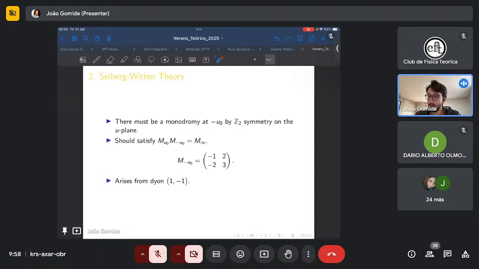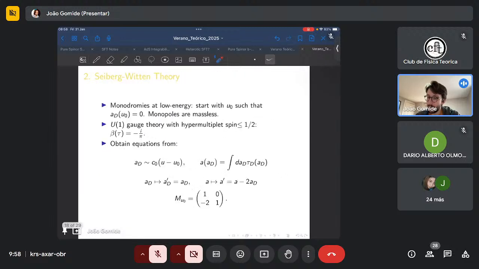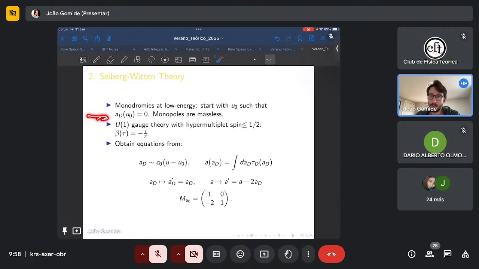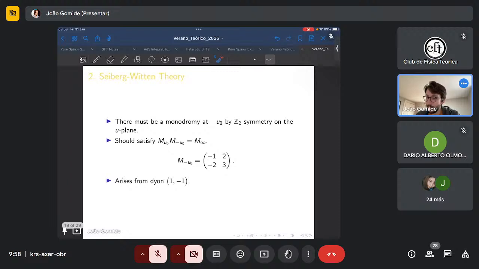also a monodromy at minus U because of Z2 symmetry in the U plane. So everything that happens at U happens at minus U. And you can just find this matrix as well, and it is given by this. The first monodromy comes from monopoles which become massless at this specific point, and the second monodromy comes from dyons, which are particles which have electric and magnetic charge, which become massless at this point, minus 2.